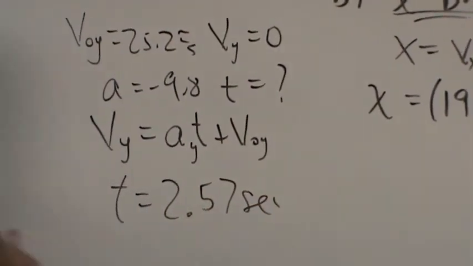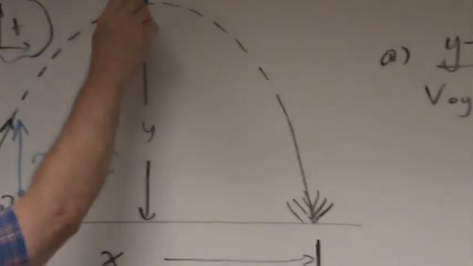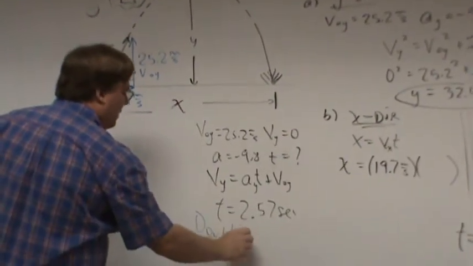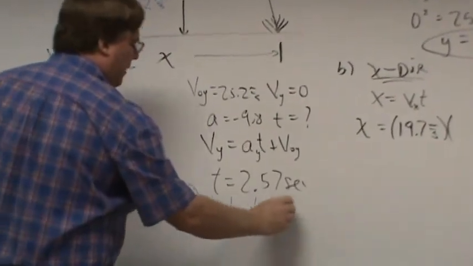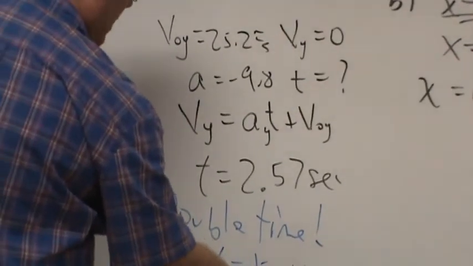And the only thing I would say is, since you're doing Noel, since you're finding the time it takes to get there, you better remember to double the time. On an exam, if you don't double the time, I'm going to take points off. So your time ends up being 5.14 seconds.